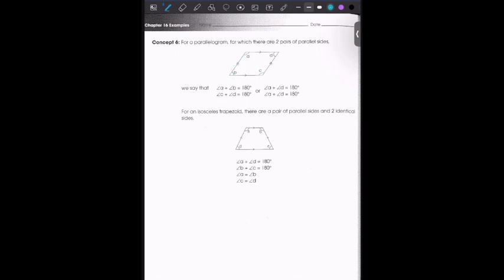We know that angle A and B, since they're in one straight line, angle A plus angle B is equal to 180 degrees. Angle D plus angle C is equal to 180 degrees. And we can also think of it horizontally. So angle A plus angle D is equal to 180 degrees, and angle B plus angle C.